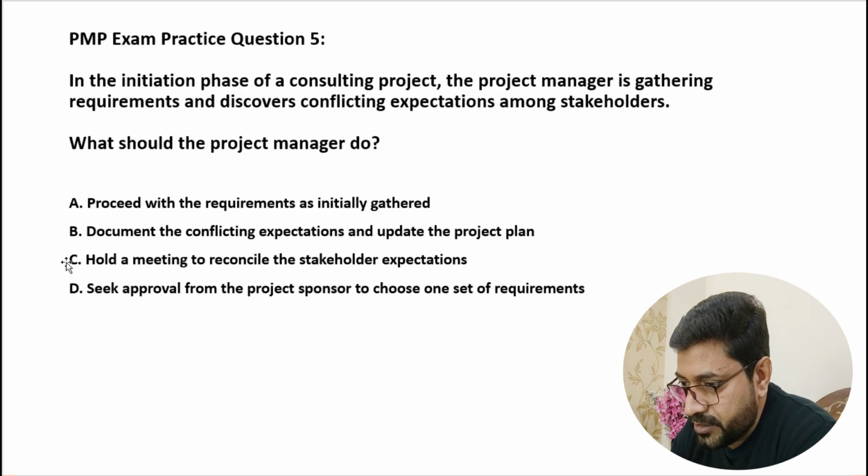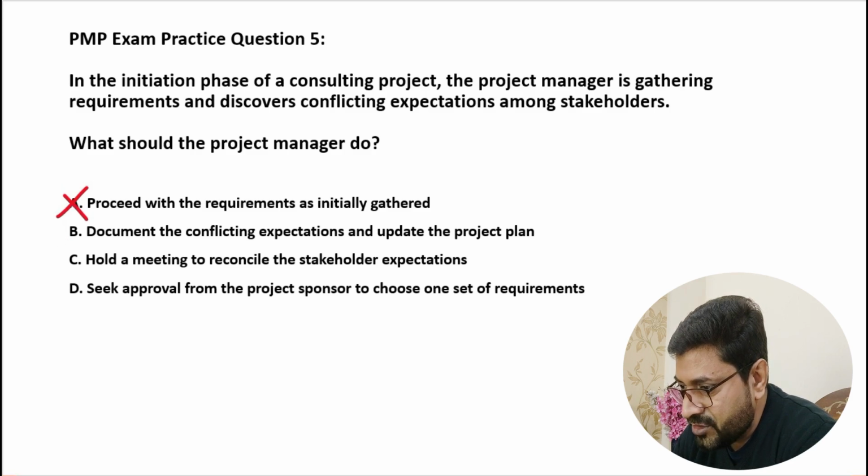Option A says proceed with the requirements as initially gathered. Again, that is not the right option, because here the scenario is different: the project manager has already gathered different expectations from all the different stakeholders. So we can't proceed with the initially gathered requirements. That's not the right option. Let's look at option B.